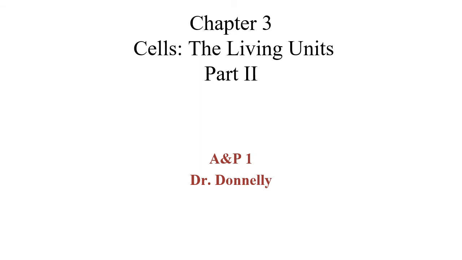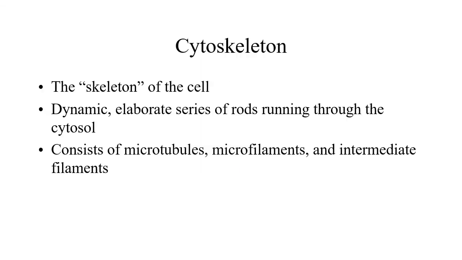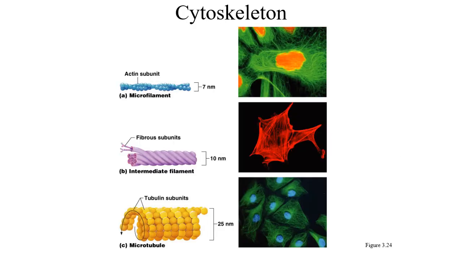Pick things back up here and we'll continue on with the cell. So inside the cell, in addition to all of the organelles, we also potentially have a so-called skeleton of the cell. So we have the cytoskeleton. This is essentially going to be a series of proteins that allow for us to maintain the shape, to protect the cell, to allow for some movement in the cell, essentially giving the cell its overall structure that we see.